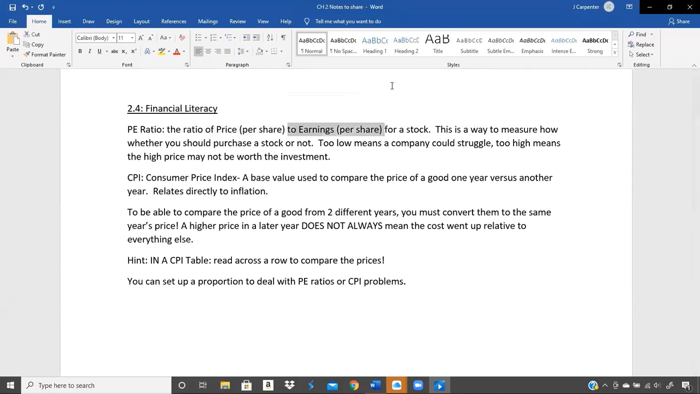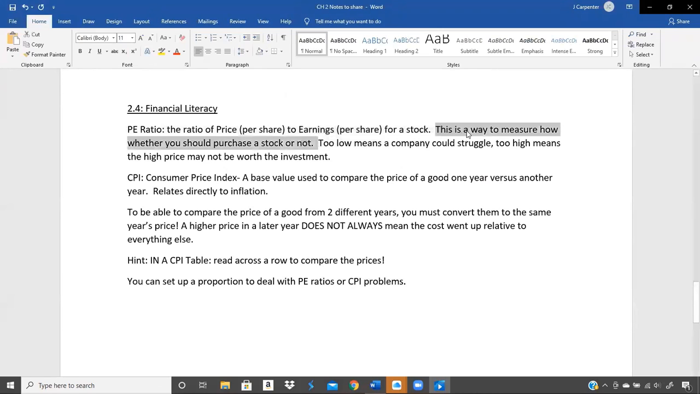So earnings is your profit. If you take your total profit and divide it by the number of shares of stock a company has, whether it's 100, 1,000, 10 million, 10 billion, and it's usually in the millions and billions, if you divide those two things, you get the PE ratio. And historically speaking, this has been a good way to measure whether you should purchase a stock or not.